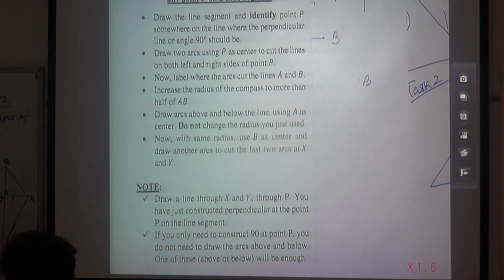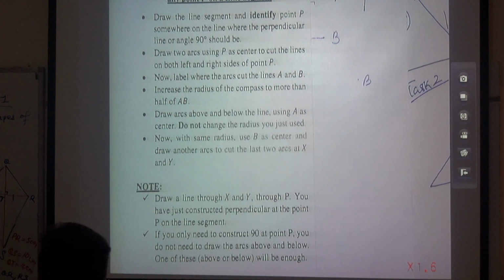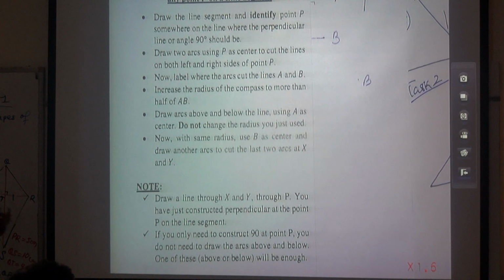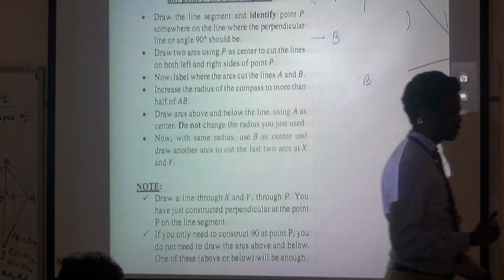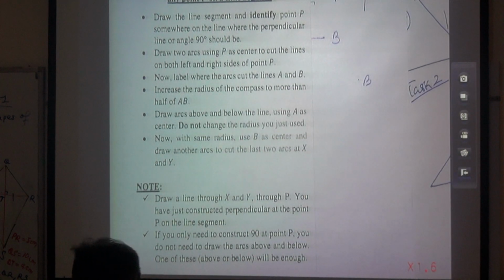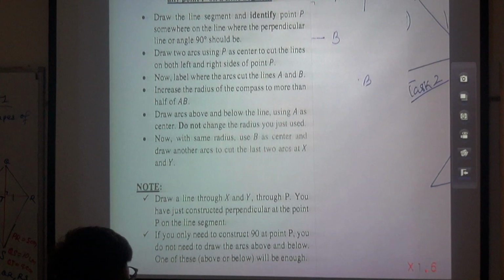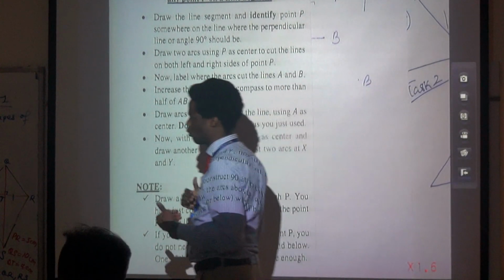What's the difference between this? Because the last one also, we talked about constructing 90 degrees. Can you look at what I wrote on the board, what I displayed, and the last skill you just used in constructing a rhombus, and tell me what is different?